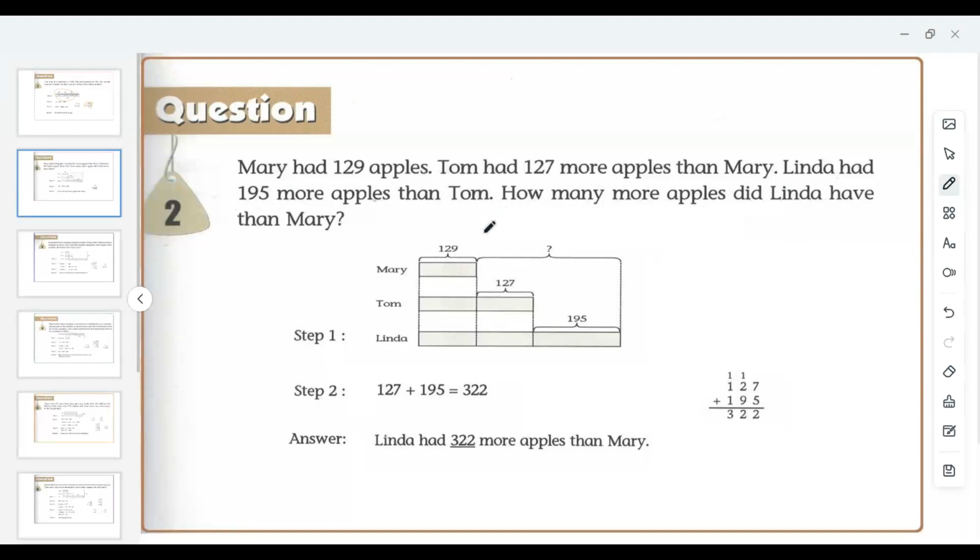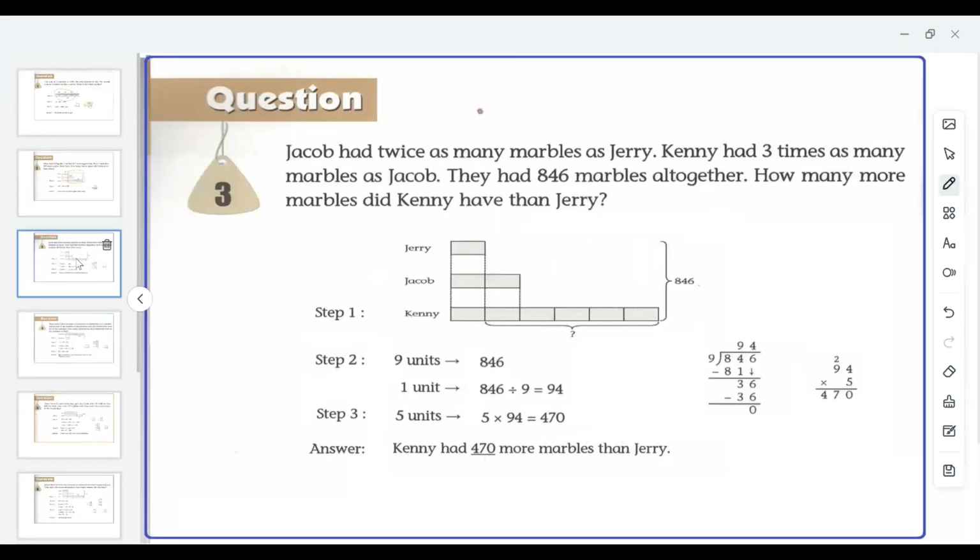Then we look at the diagram, and we can straight away see Linda and Mary, look at here, right? This is how much Linda had more than Mary. So it's very easy. 127 plus 195. So we'll work that out here. We get the answer is 322. The answer is Linda had 322 more apples than Mary. Okay? Good. Now let's have a look at number 3.